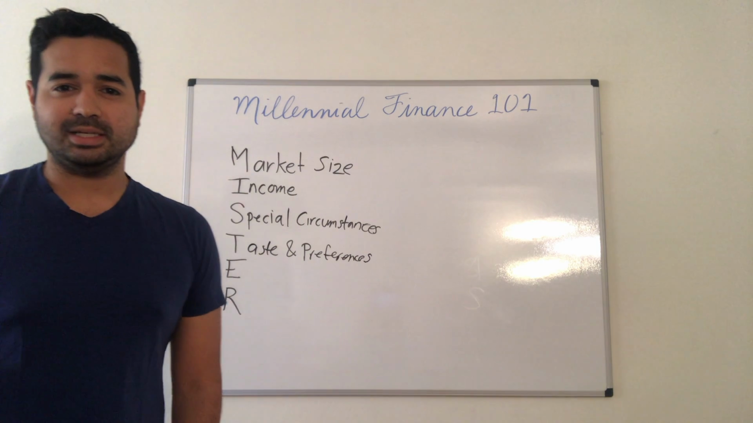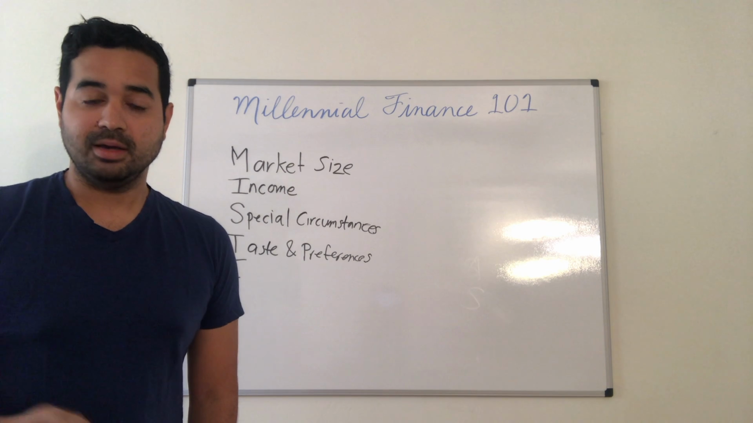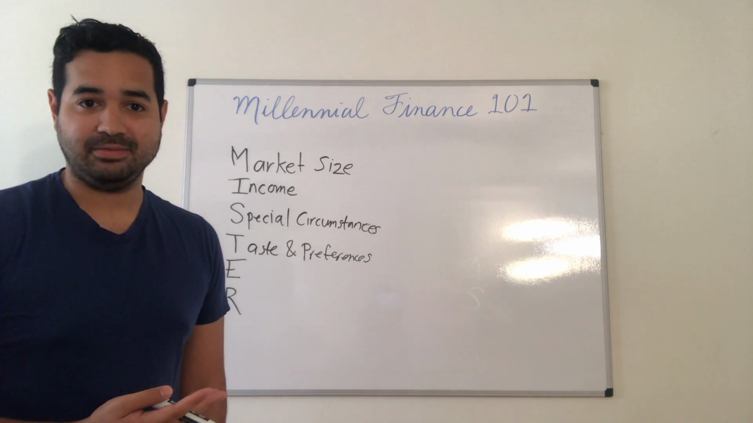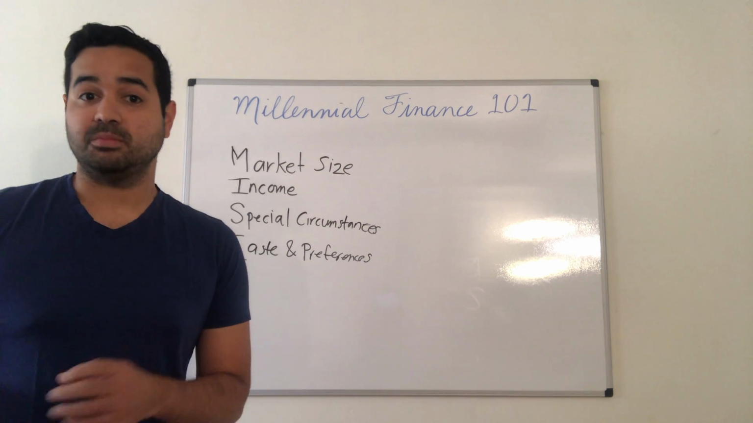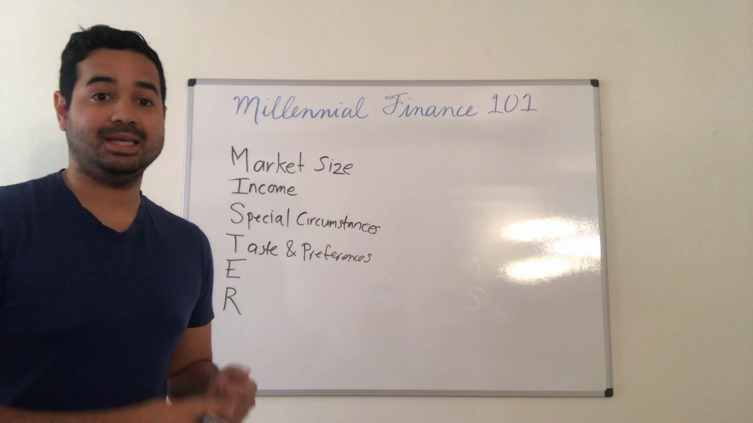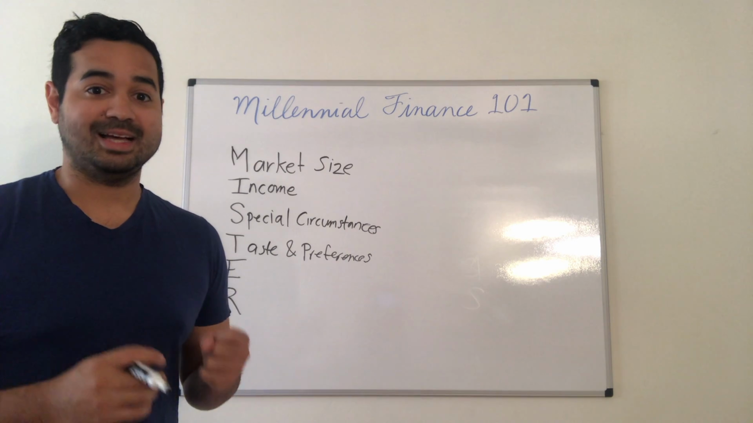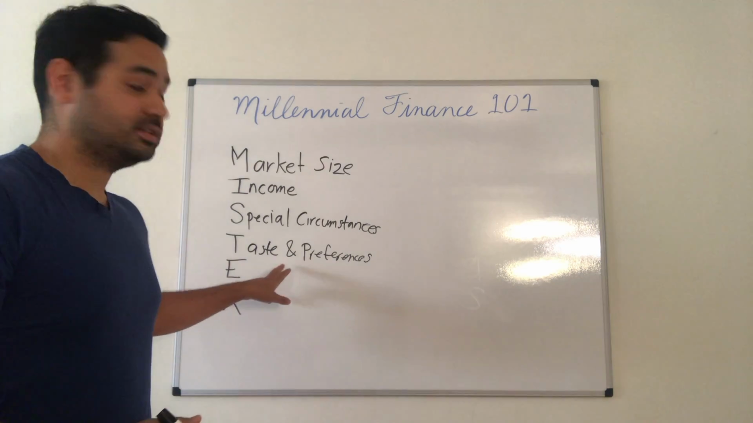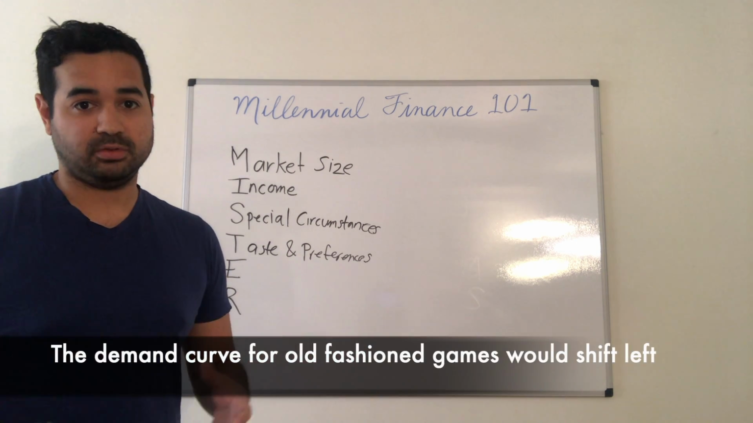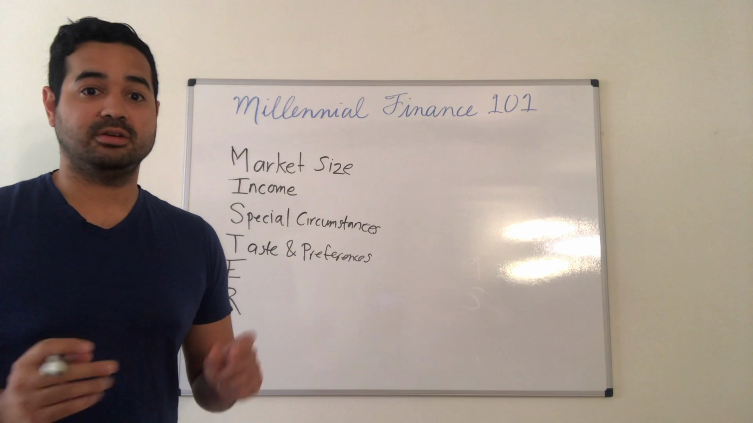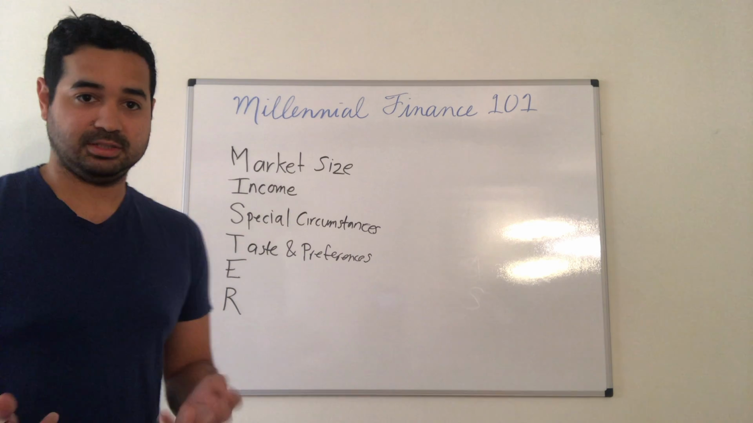I guess in the old days you can think that dolls and children's toys used to be really popular, right? But as children have gotten older and more tech savvy, they've turned to more video games and technology, right? So we could say the tastes and preferences for old-fashioned games has decreased, the tastes and preferences for technology has increased. So our demand, using that example, our demand for dolls and old-fashioned toys has decreased. Our demand for technology and technology-related games has increased.